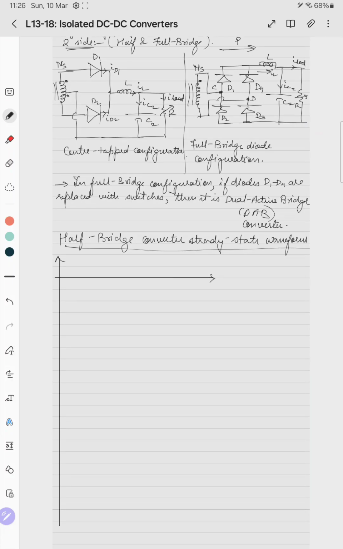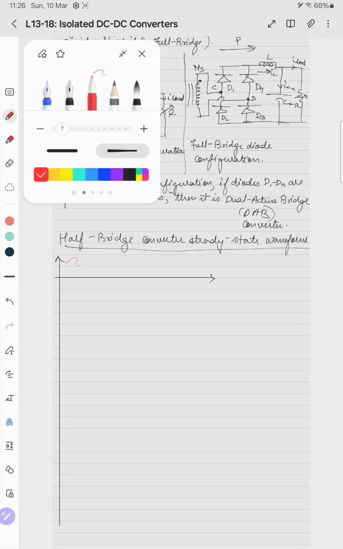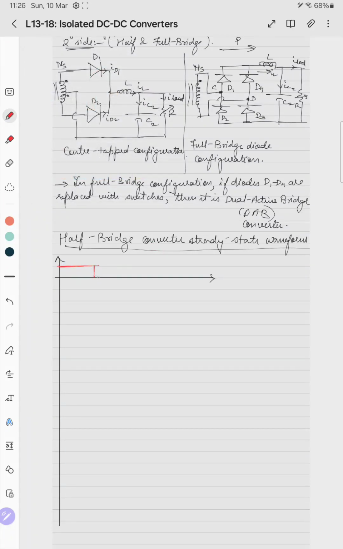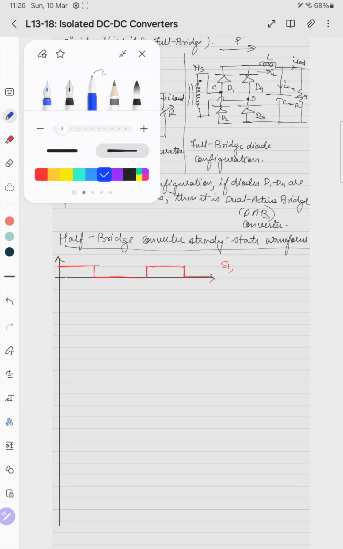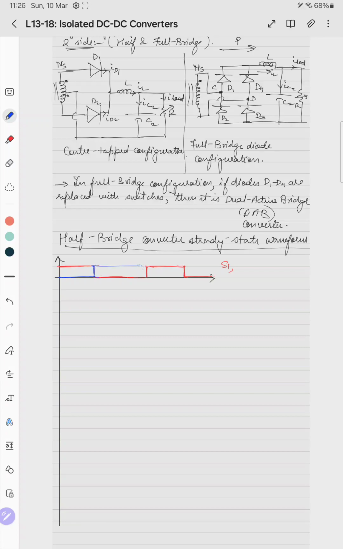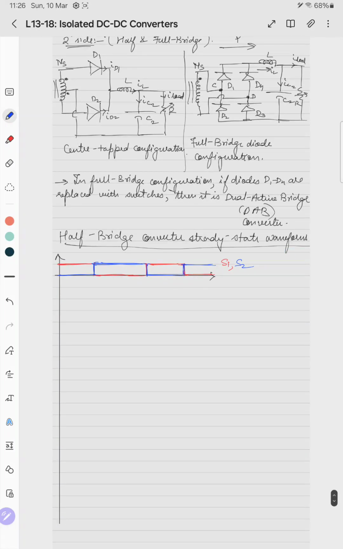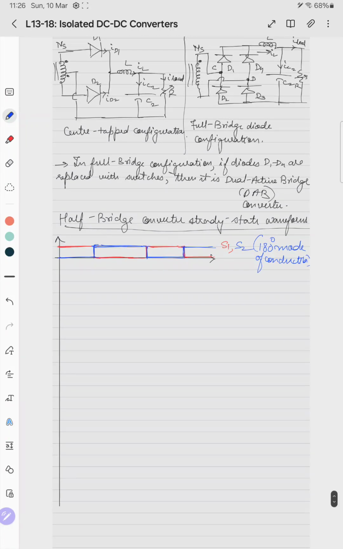So this is S1 and this is S2. This is called the 180-degree mode of conduction. 180-degree mode of conduction means each switch conducts for a maximum of this time period.